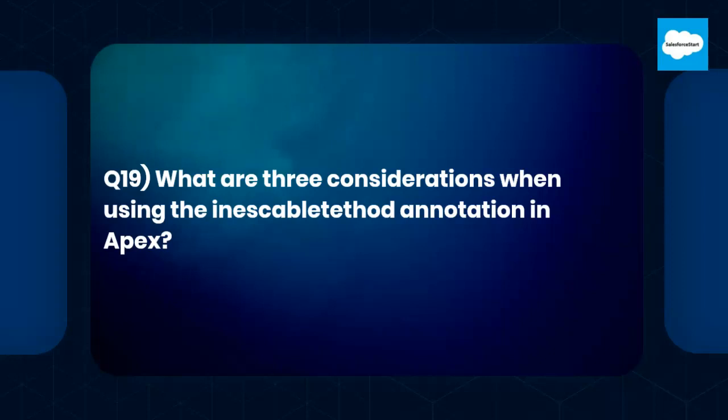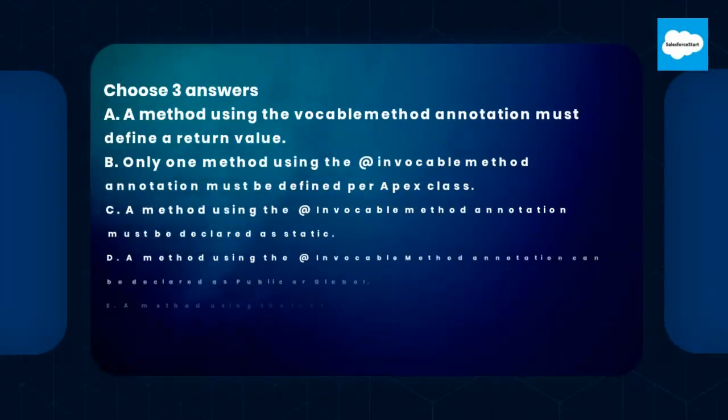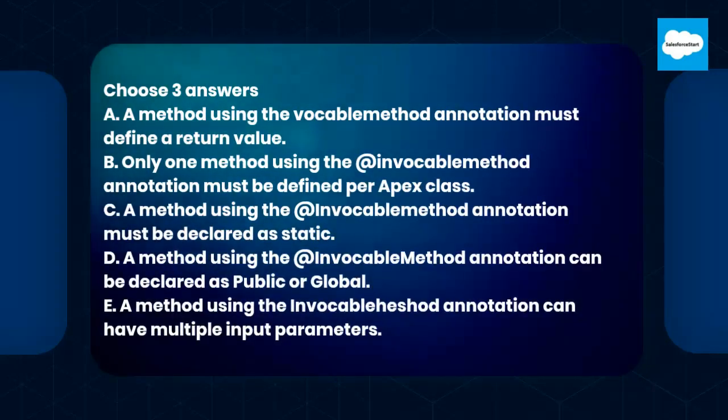Q19. What are three considerations when using the InvocableMethod annotation in Apex? Choose three answers. A. A method using the InvocableMethod annotation must define a return value. B. Only one method using the @InvocableMethod annotation must be defined per Apex class.